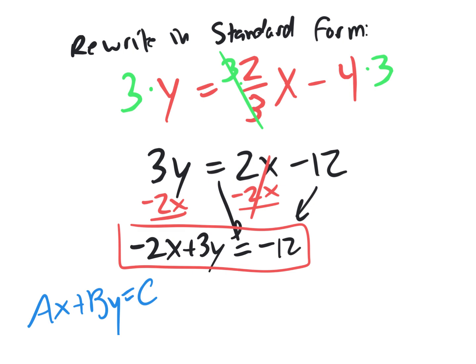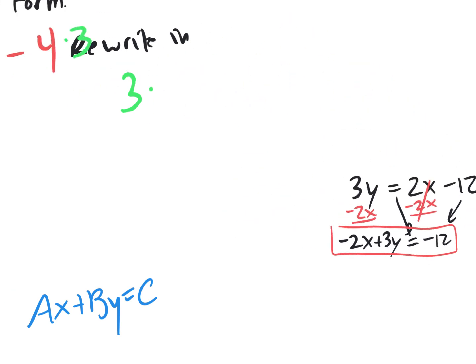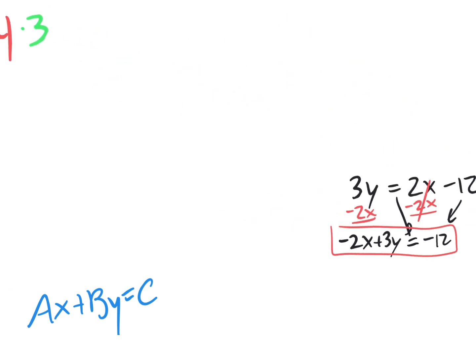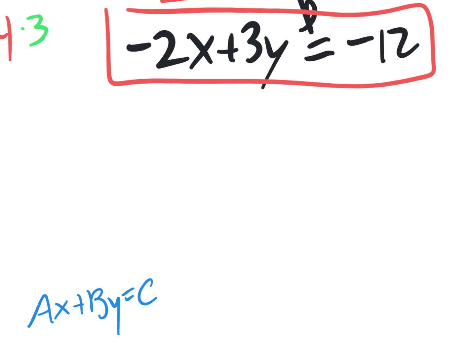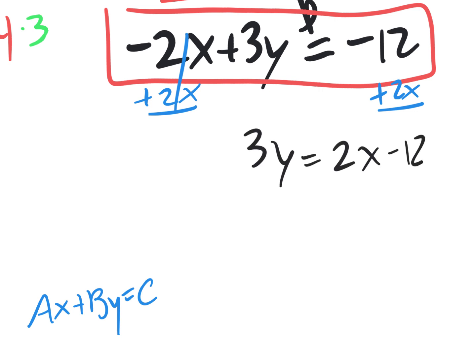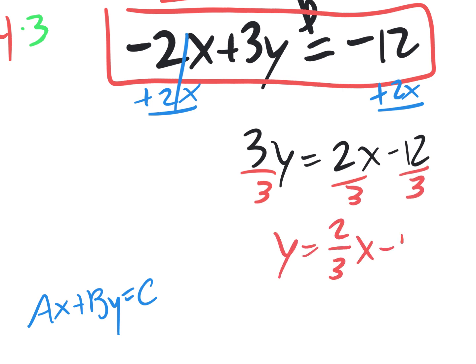Okay, so if you wanted to change this to a function form, you would have to, wait a minute, that's ugly. Let me get this out of the way. If you wanted to change this to a function form, it's just working backwards. You want to get y by itself, you'd have to go plus 2x. It would be 3y equals 2x minus 12. And then you divide by 3, y equals 2/3 x minus 4.